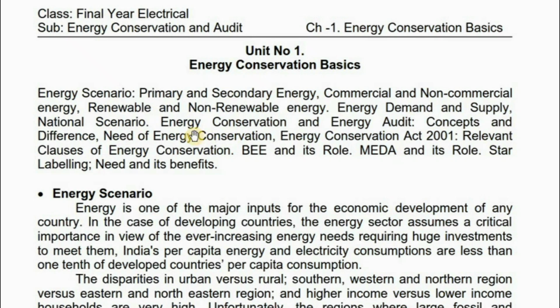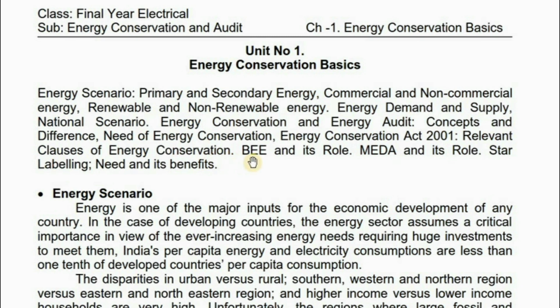Then we are going to learn about energy conservation and energy audit. What are these concepts, and what is the difference between conservation and audit? Then we are going to learn about the need of energy conservation. Then we are going to learn about the Energy Conservation Act 2001, and among that, the relevant clauses of the Act.